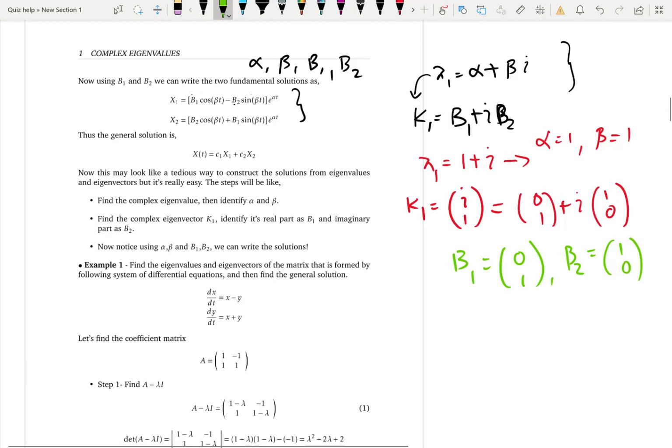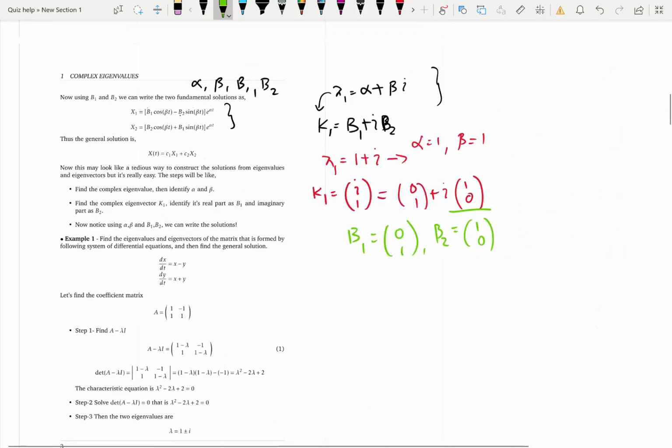Don't include i in b2. b2 does not contain i. That's something that you should remember or write down. Keep that in your mind, okay? b2 again acts like beta. Beta, does it come with i? No, it's just the coefficient of i. Here, in the eigenvector, b2 is like the coefficient vector of i, okay?